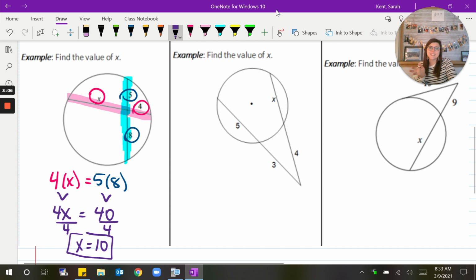So this chord, that's definitely the easier one. You just multiply the parts together and they're equal.